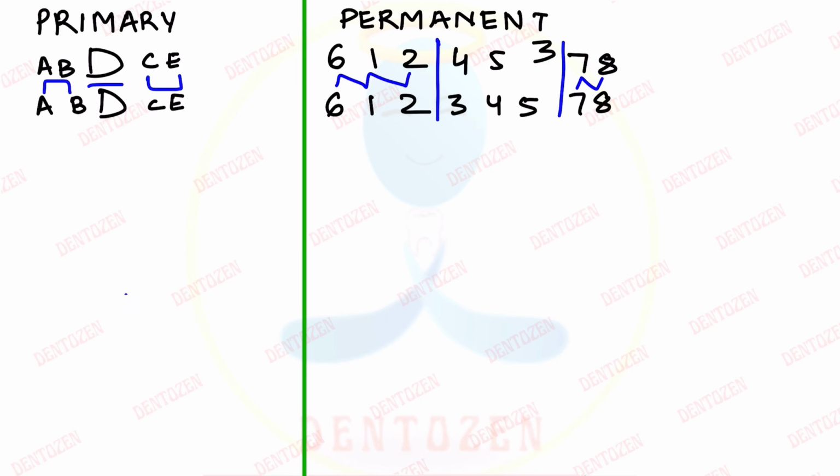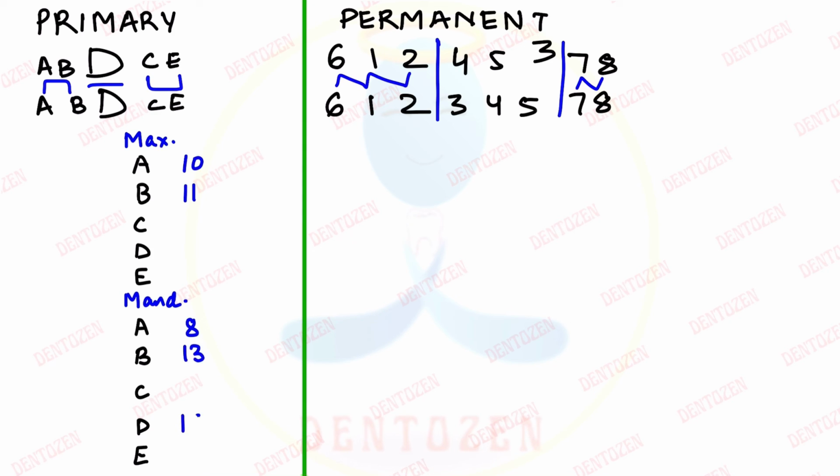Now how to write these in tabular form? ABCDE, ABCDE, that is maxilla and mandible separate. So mandibular central incisor is the first one, mean age 8 years, then 10 years, then 11 and 13, then first molar 16 16, canine 19 20, and second molars 27 to 29.